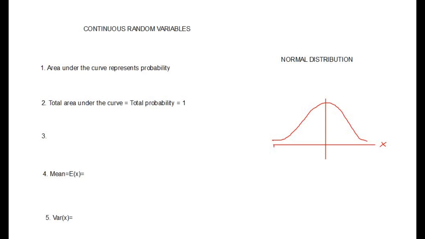Today I'm going to cover the fourth chapter in your Statistics 2 textbook. It's called Continuous Random Variables. Now we've come across continuous random variables before when we did the normal distribution. So what do we mean by continuous random variables?